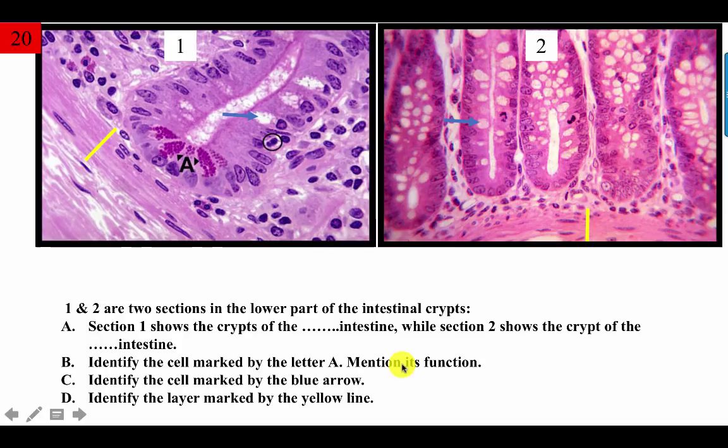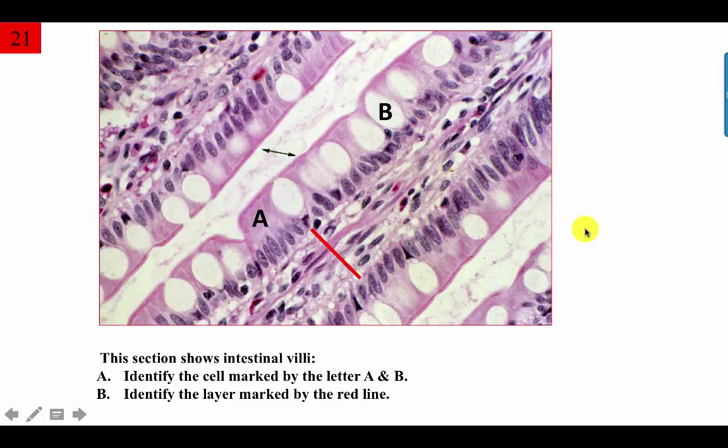It secretes the intestinal enzymes and the intestinal lysozyme, which is an antibacterial substance. Identify the cell marked by the blue arrow. It is the goblet cell secreting mucus for protection and lubrication. Identify the layer by the yellow line. It is the muscularis mucosa.